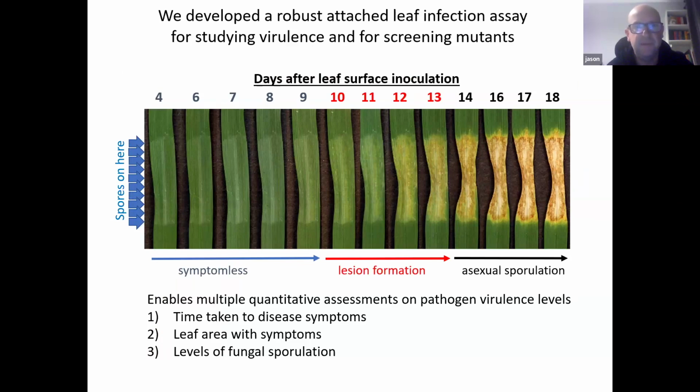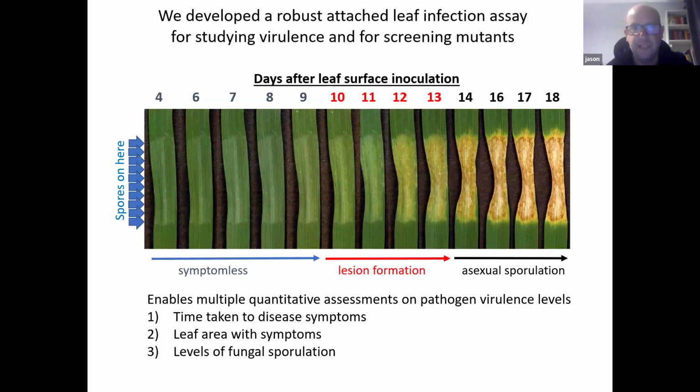And what you can see is this very long period of symptomless colonization at the start, where you're not actually sure whether you put the fungus on, you think it's not going to happen at all. But then typically around 10, 11, 12, 13 days, you start to see some discoloration and collapse of the tissue. And by day 14 onwards, that very same area where you applied the spores has completely collapsed and gone necrotic and dry, and bears those pycnidia, those fungal sporulation structures.